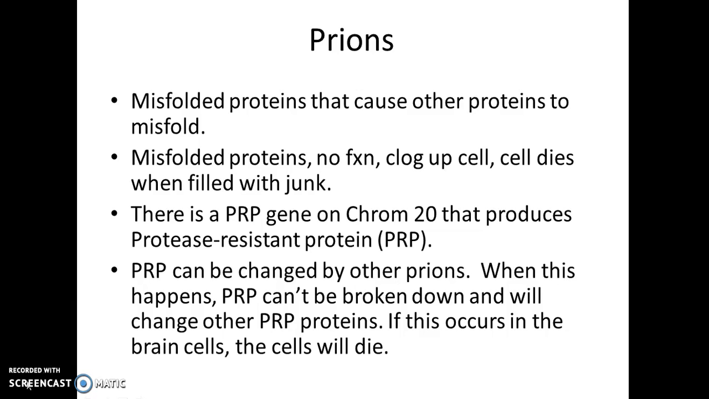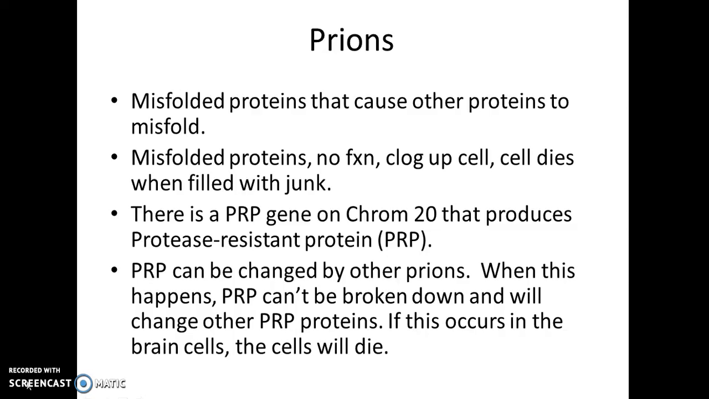But prions are misfolded proteins that cause other proteins to misfold. Remember, we said that the shape is really important and how you get that shape also important. So if you misfold, then the shape changes and function stops or function changes. So the misfolded proteins basically have no function whatsoever. They clog up the cells, and the cells die when they're filled with junk. So too much junk, cell dies, can't get rid of it, clogs up the works, not good.